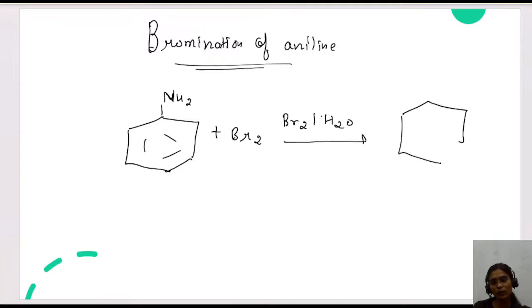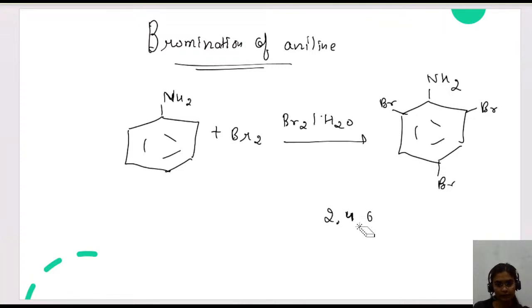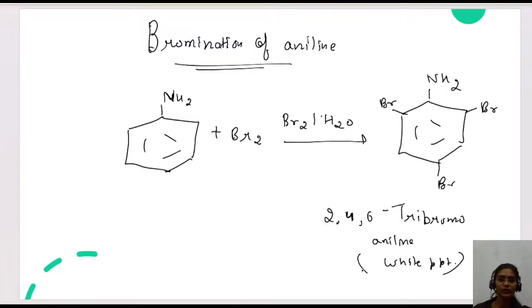If you are using plain aniline, I will tell you why I'm using the word plain, because the protection part we also covered here. So it's Br2, and Br combines everywhere. It becomes 2, 4, 6 tribromoaniline. And what about the precipitate? It's a white precipitate. If you remember the previous one, there was a yellowish-white precipitate, and in this case, there's a white color precipitate.